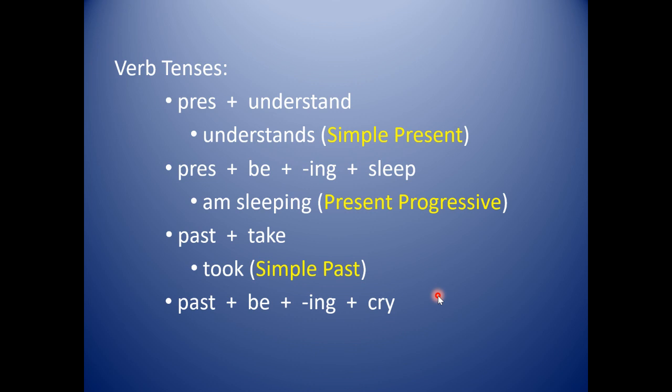The past of be plus ing plus cry. Well, I know the ing makes it progressive, but it's the past of be. So that should give me not am, but something like was or were. So I could say was crying or were crying. We call this the past progressive. Once again, the ing makes something progressive, and then it has to be the past of it. So it's the past progressive. Was crying.